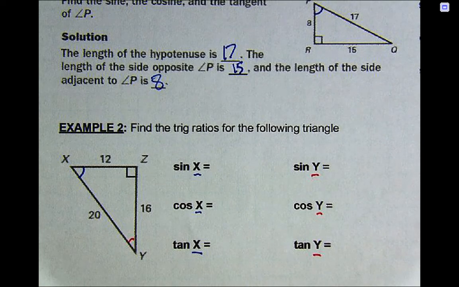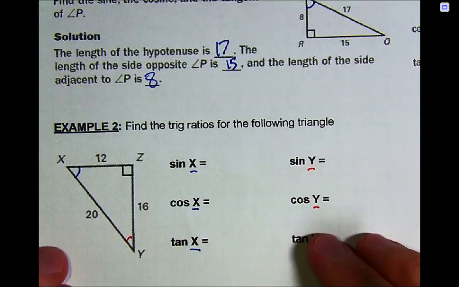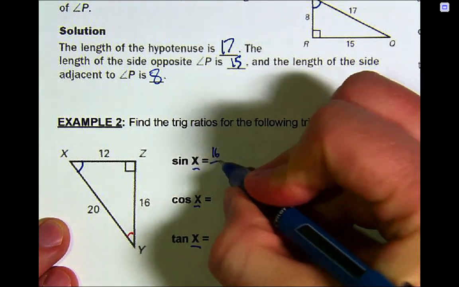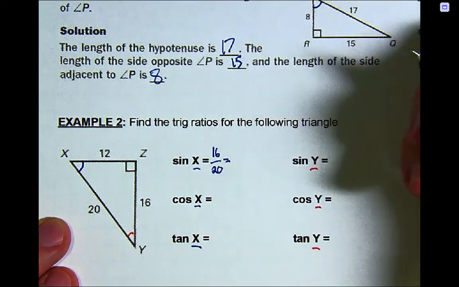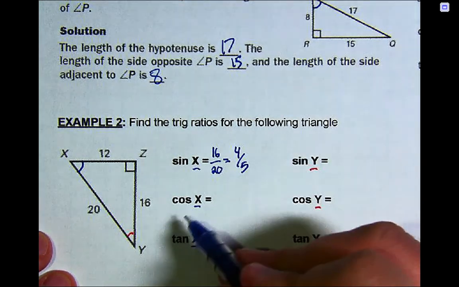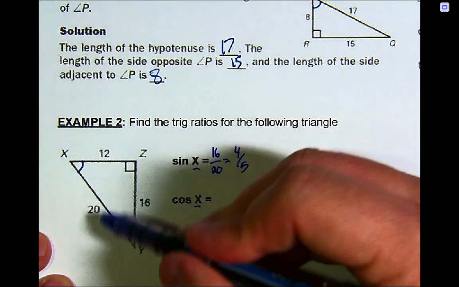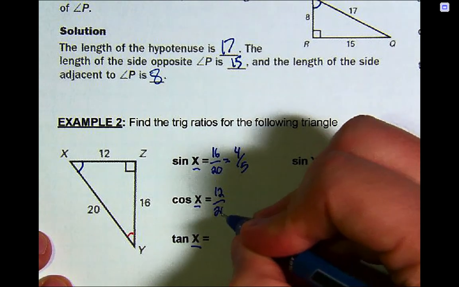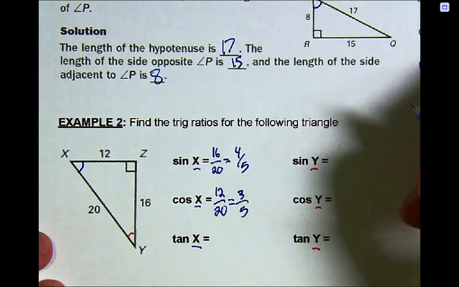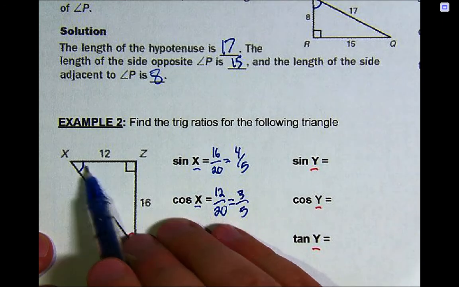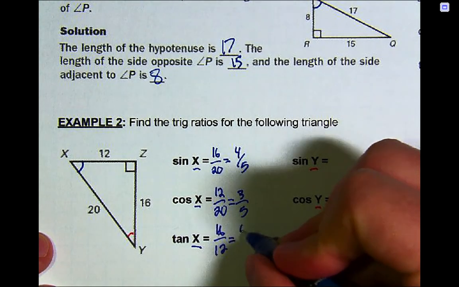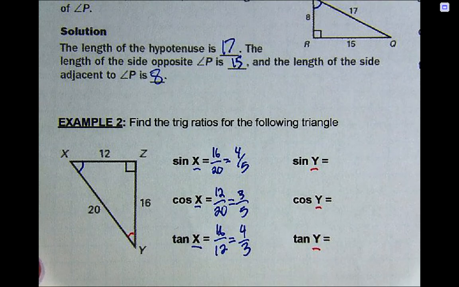All right, here's the answers. The sine ratio for angle X would be opposite over hypotenuse, so that'd be 16 over 20. If you can reduce it, you probably should. So I'm going to make it 4/5. Cosine of X would be adjacent over hypotenuse. That's 12 over 20. If you can reduce that, you probably should. So that's 3/5. And then tangent of X is opposite over adjacent, 16 over 12. That would be 4/3.